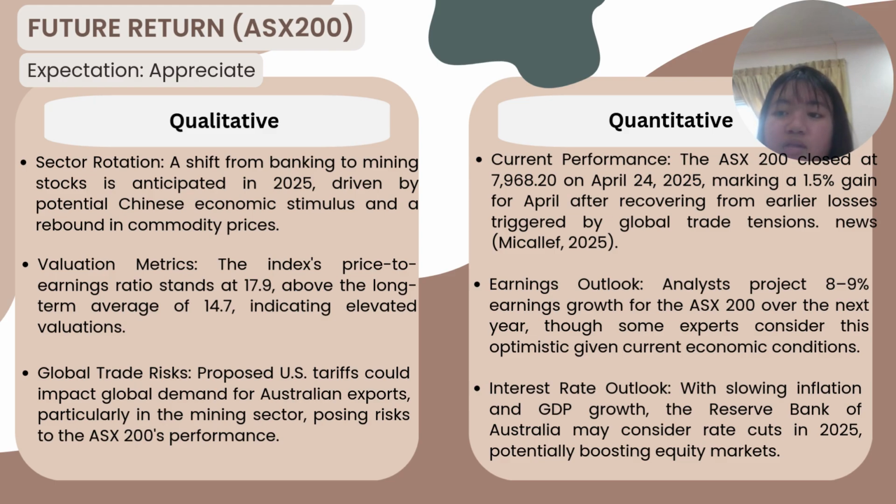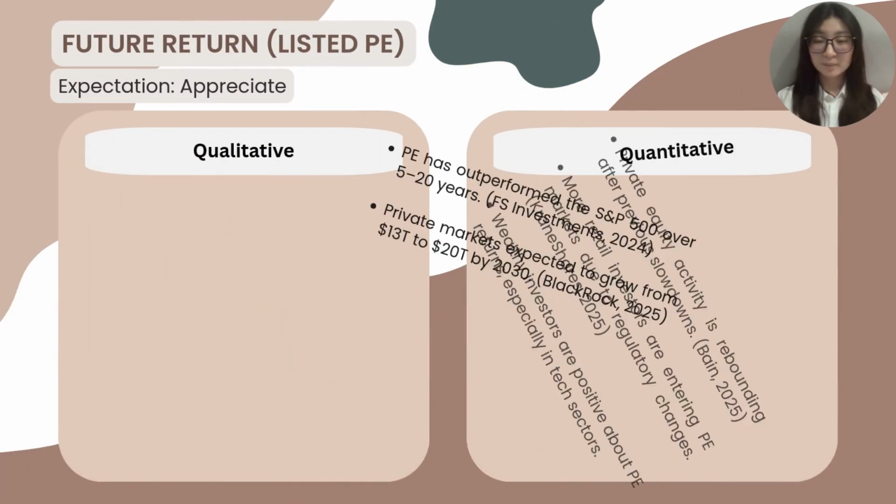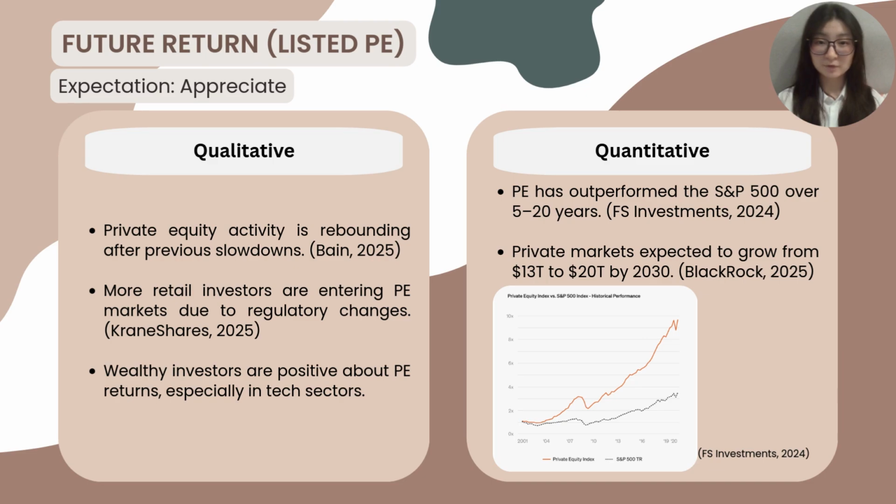Analysts forecast 8 to 9% earnings growth for the next 12 months, though this may be optimistic given economic uncertainties. The index price to earnings ratio stands at 17.9, above the long-term average of 14.7, indicating elevated valuations and potential speculative risks. For me, I have positive expectations for future returns from listed private equity.